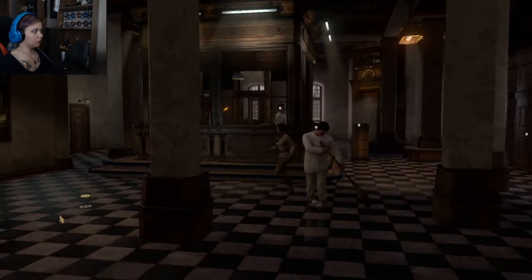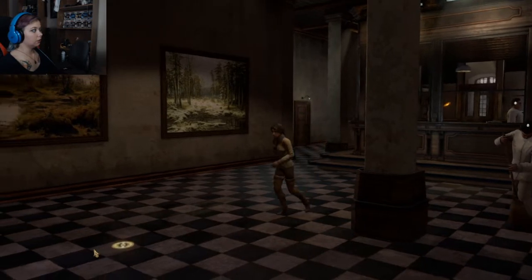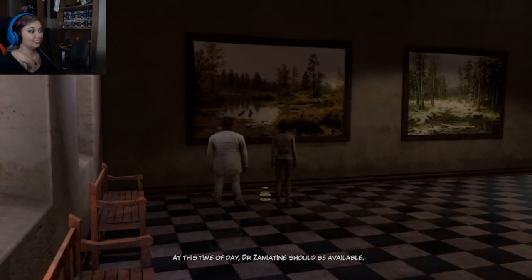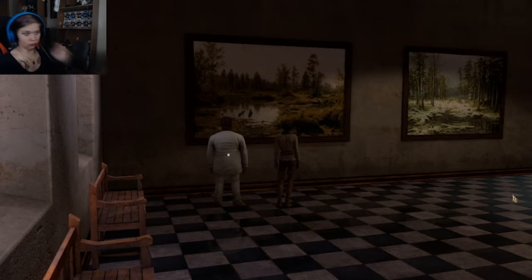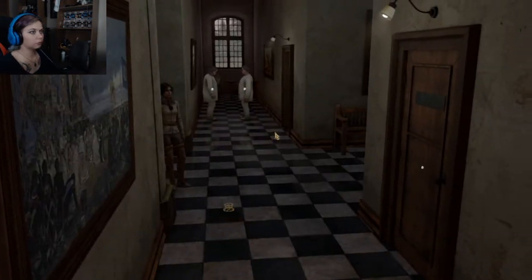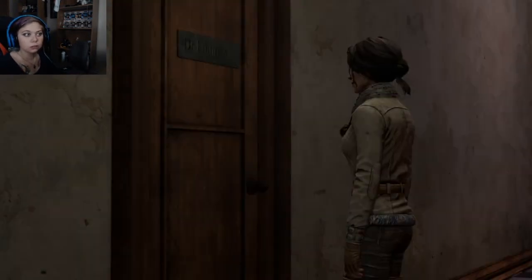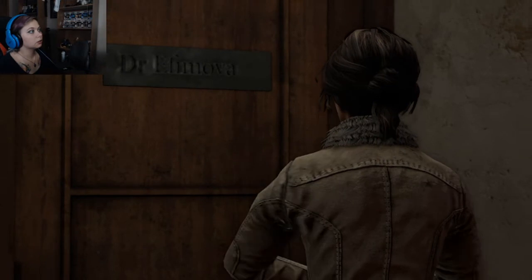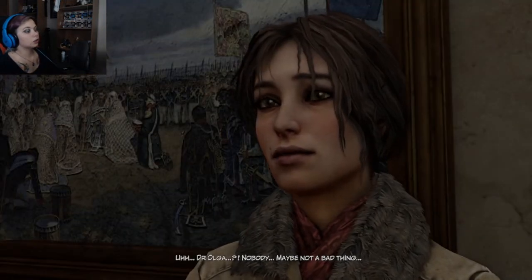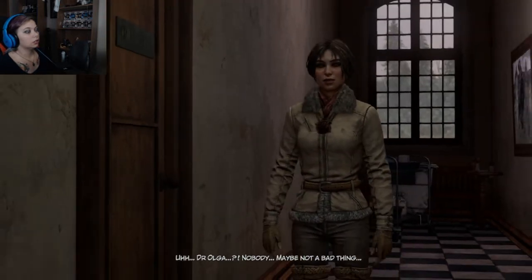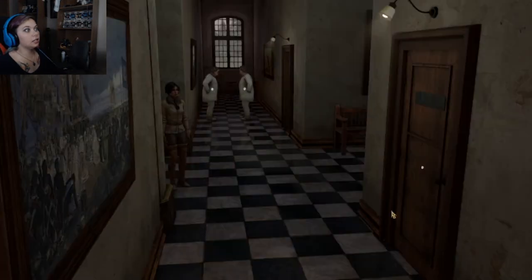Alright, let's go check out. See, the art down here is much better than what the guy in the upstairs office had in his office. At this time of day, Dr. Zamiatine should be available. Oh, that's wonderful. Let's go find him. What'd they say? First door on the left, right? Is that it? Oh, no. No. That's not right. That's... Dr. Olga? Nobody. Maybe not such a bad thing.